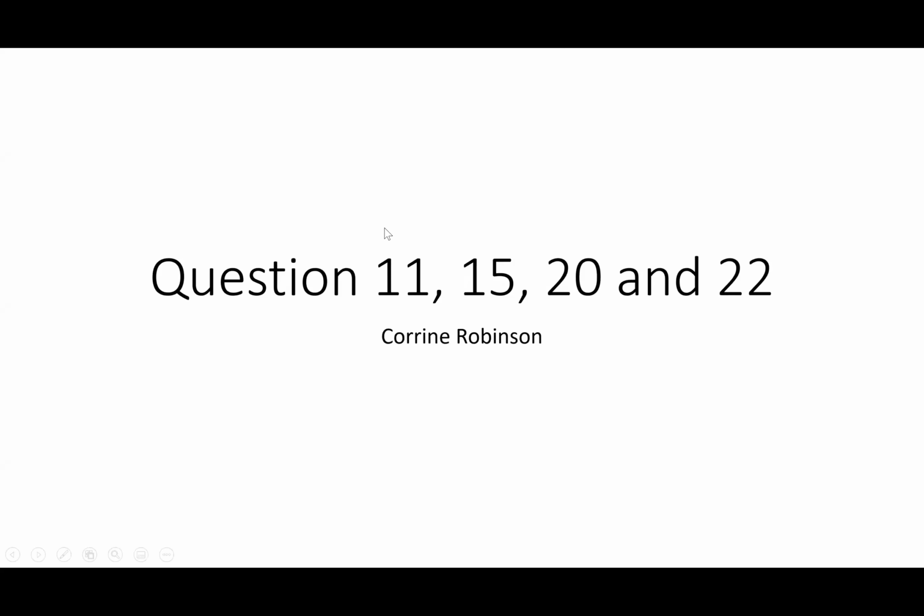I'll be looking at questions 11, 15, 20 and 22, and some of these questions were common questions with the standard markers, and so we worked together to ensure consistency of marking across both courses.